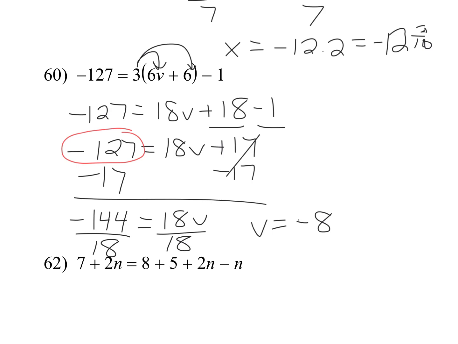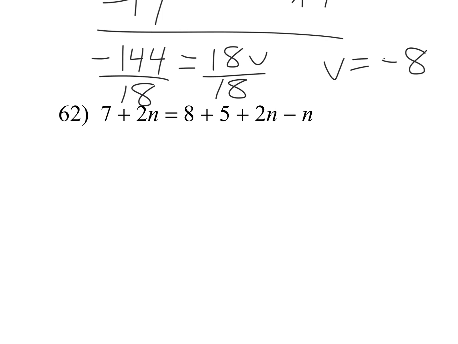What do you notice on number 62? There's like terms everywhere, right? Can we do anything with the left side of the equal sign? No. Nope, so just rewrite it. 7 plus 2n. What are like terms on the right? 8 and 5. 2n and negative n. What's 8 plus 5? 13. And then we have 2n minus n. 1n. Yep, plus n.